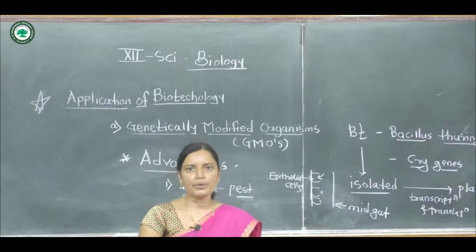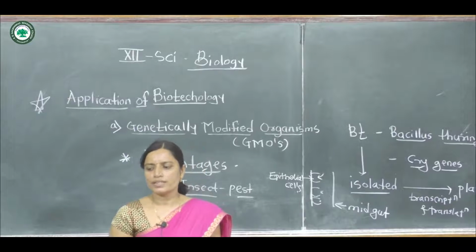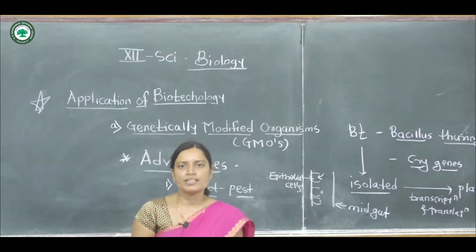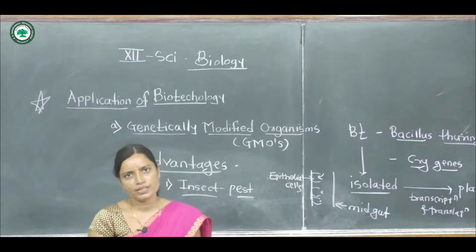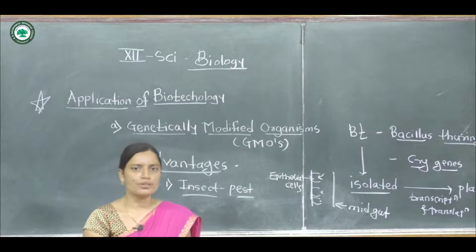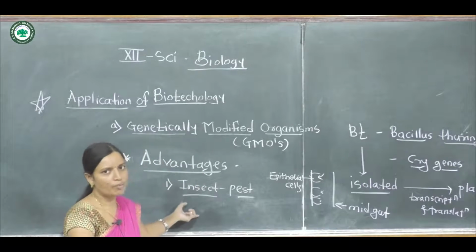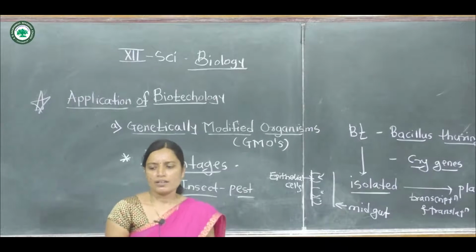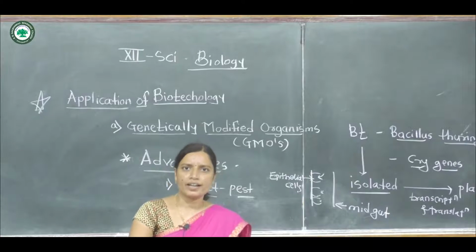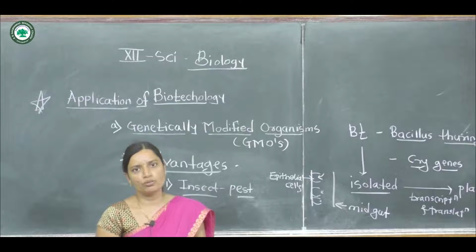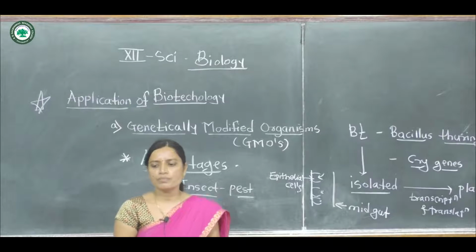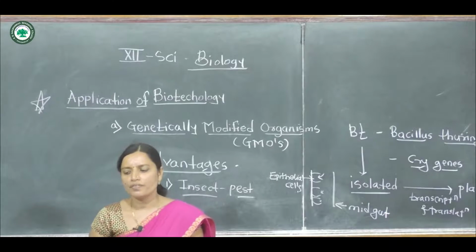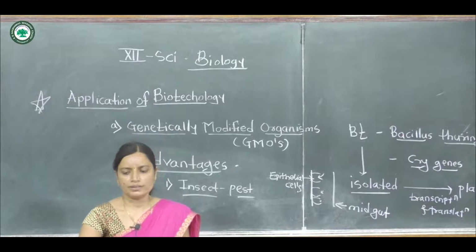Now these Bt toxin genes can be introduced into crop plants, and Bt toxin resistant varieties are also improved through this biotechnology. Now it is the most important advantage of agricultural biotechnology, that insect pest resistant varieties are also developed. These insect resistant varieties, like Bt toxin resistant to bollworm, and this Bt cotton, is the first genetically modified crop of our country to be produced.